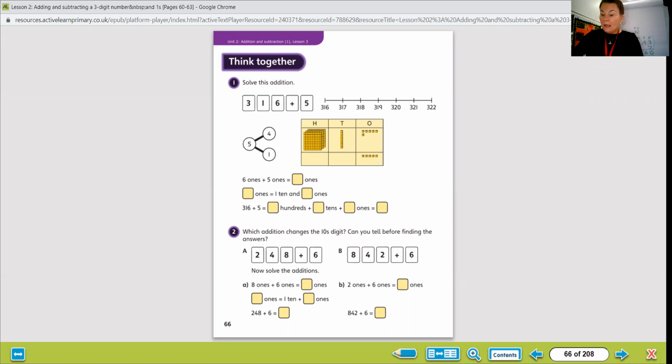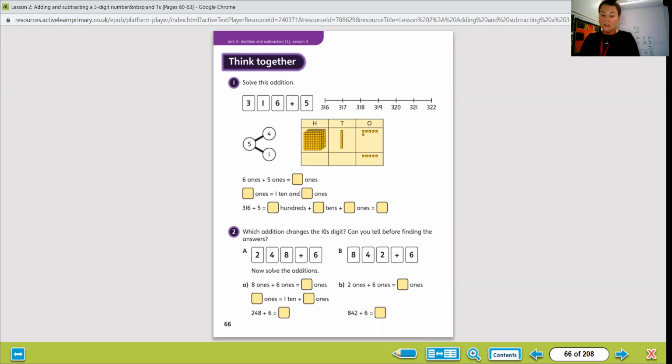Perfect. So in 321, we have got 6 ones, add 5 ones equals how many ones? 11. 11 ones is 10 and how many ones? 1. Perfect. So 316 add 5 is how many hundreds? 3. How many tens? 2. And how many ones? 1. Perfect. Right, let's go on to number 2.